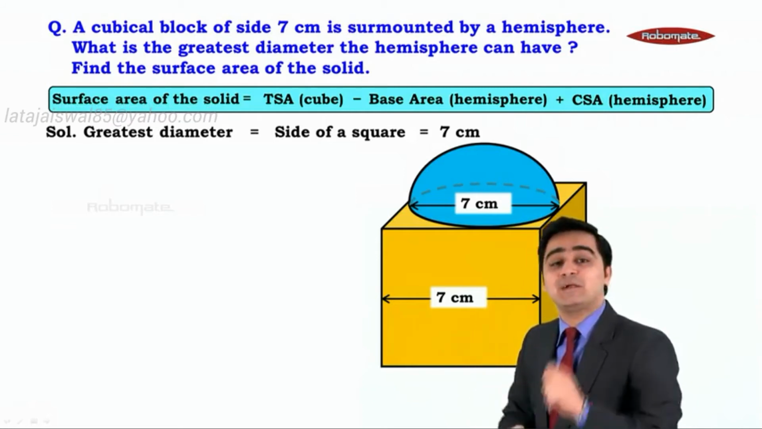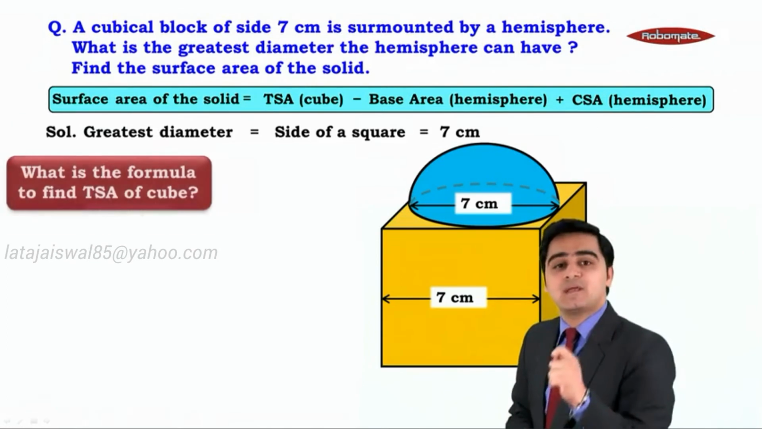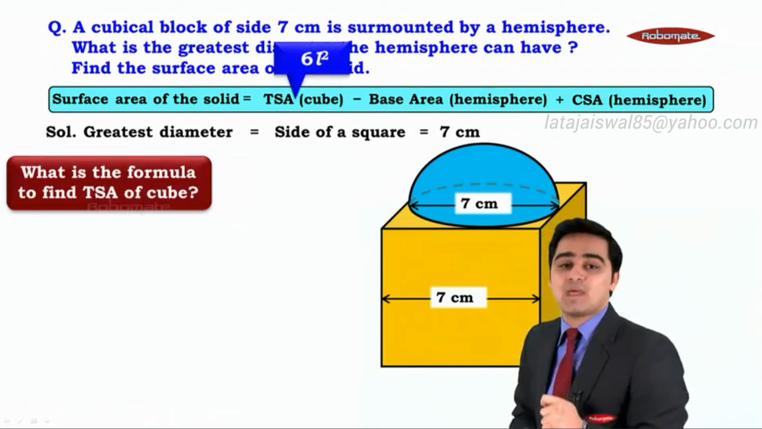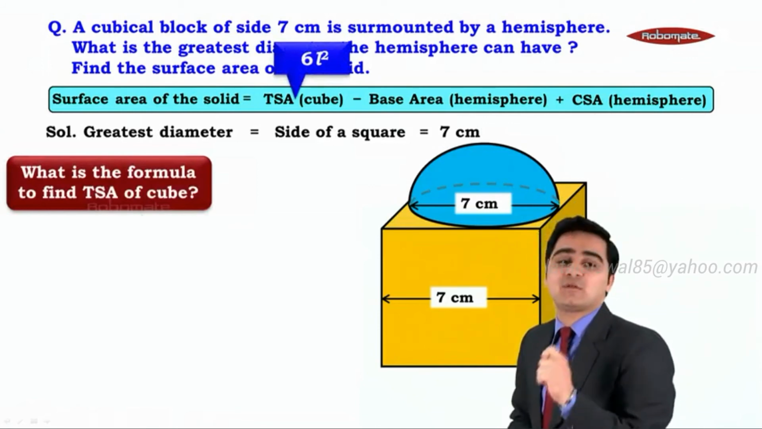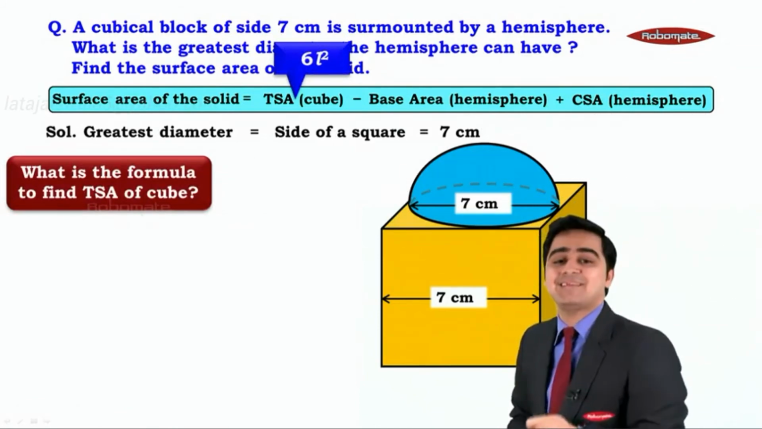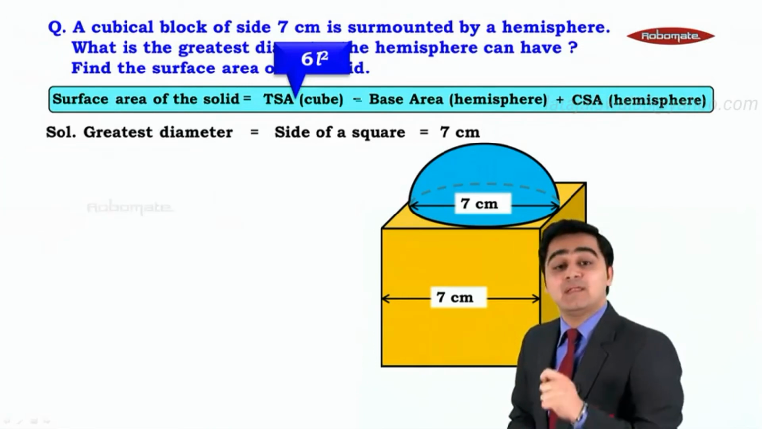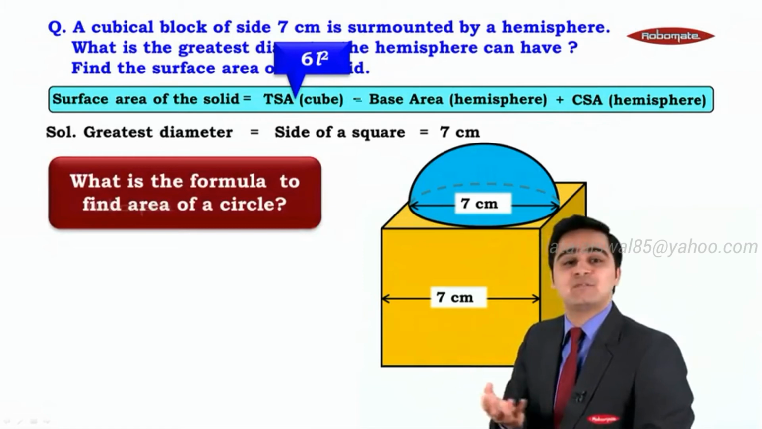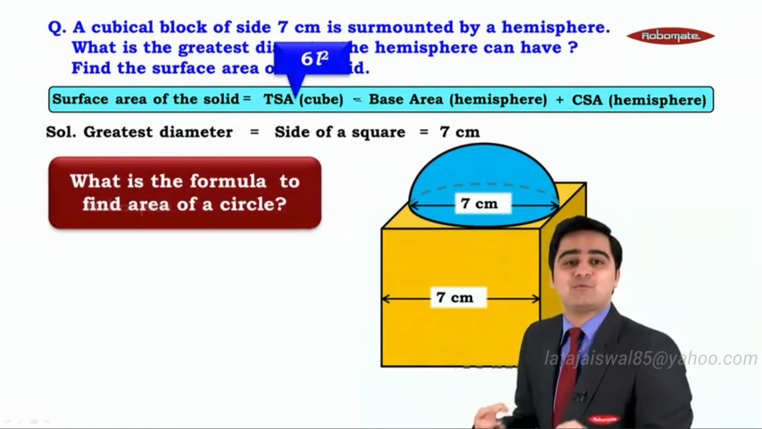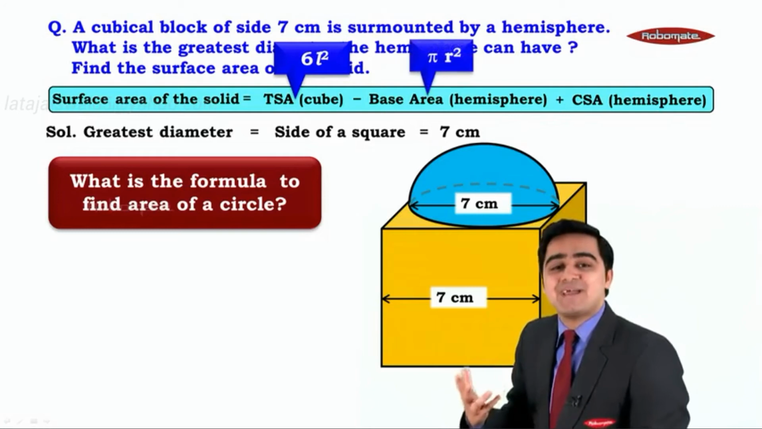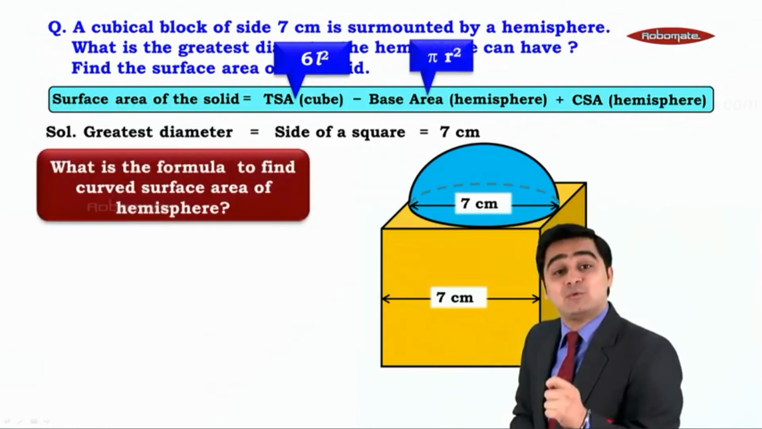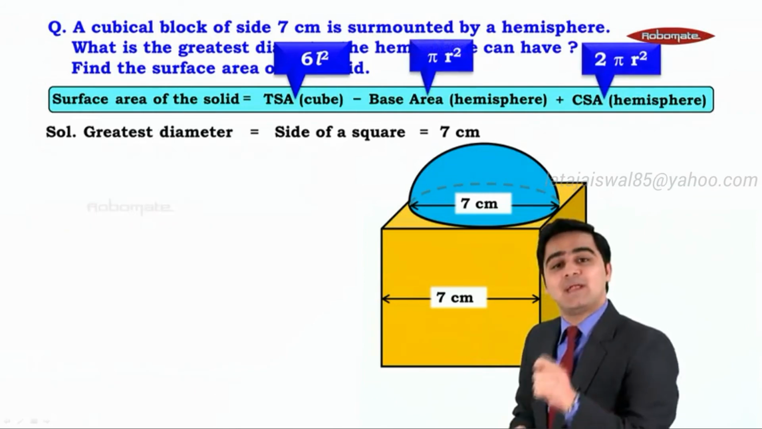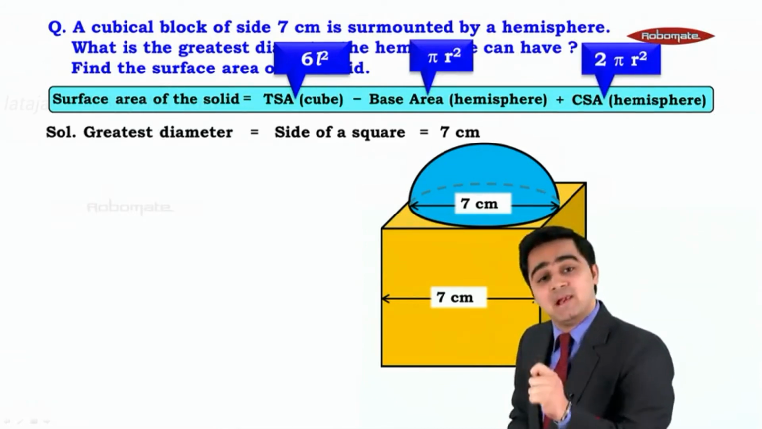Let us first try to get the total surface area of the cube. What is the formula to find the total surface area of a cube? Yes, it is 6L square. So to find it, we need L, the side of the cube. Next, what is the formula to find the base area of the hemisphere? My dear students, the base of the hemisphere is circular in shape. So what is the formula for the area of a circle? Yes, it is pi r square. What is the formula for the curved surface area of the hemisphere? Yes, it is 2 pi r square. So to get the surface area of the solid, we need L and r.